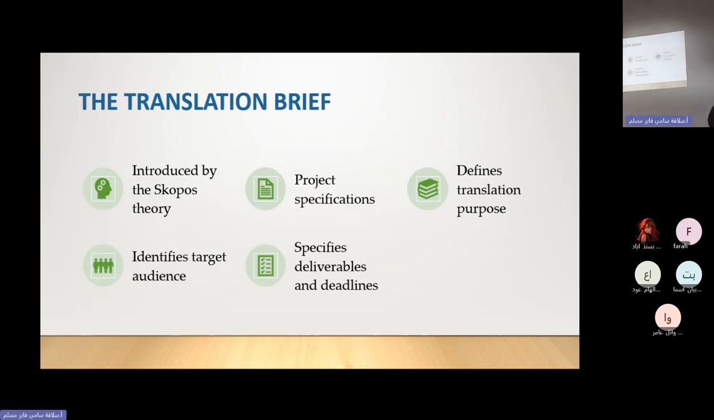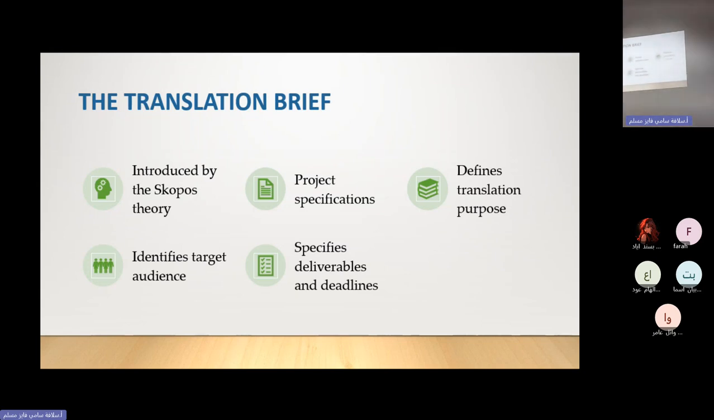Summary. It's a summary, okay? A brief is a summary. It was introduced by the Skopos theory. It's a project specification, it's specific for a certain project, a certain text that we want to translate. It defines translation purposes, okay? It identifies the target audience and it specifies deliverables.